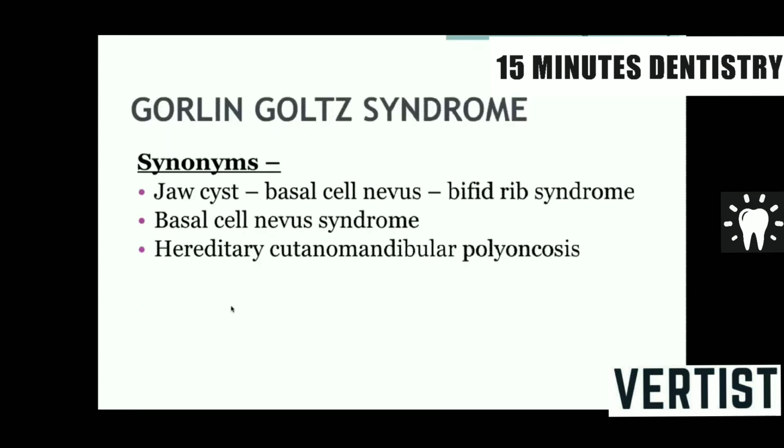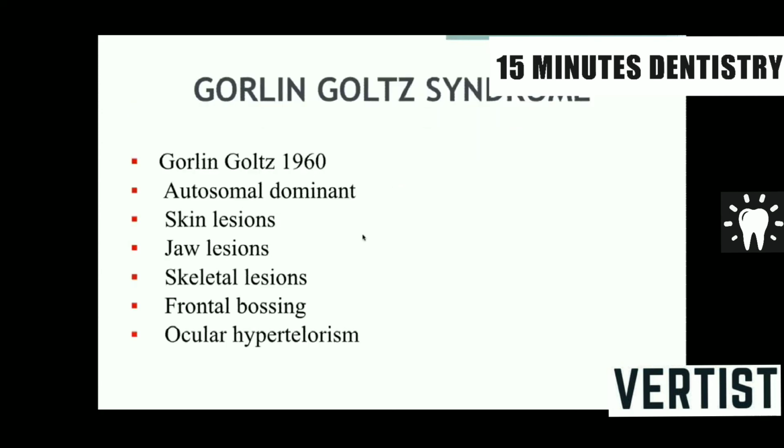Now Gorlin-Goltz syndrome is a syndrome which is associated with multiple odontogenic keratocysts, multiple basal cell carcinomas and bifid rib. It was reported by Gorlin-Goltz in 1960. It is an autosomal dominant condition.